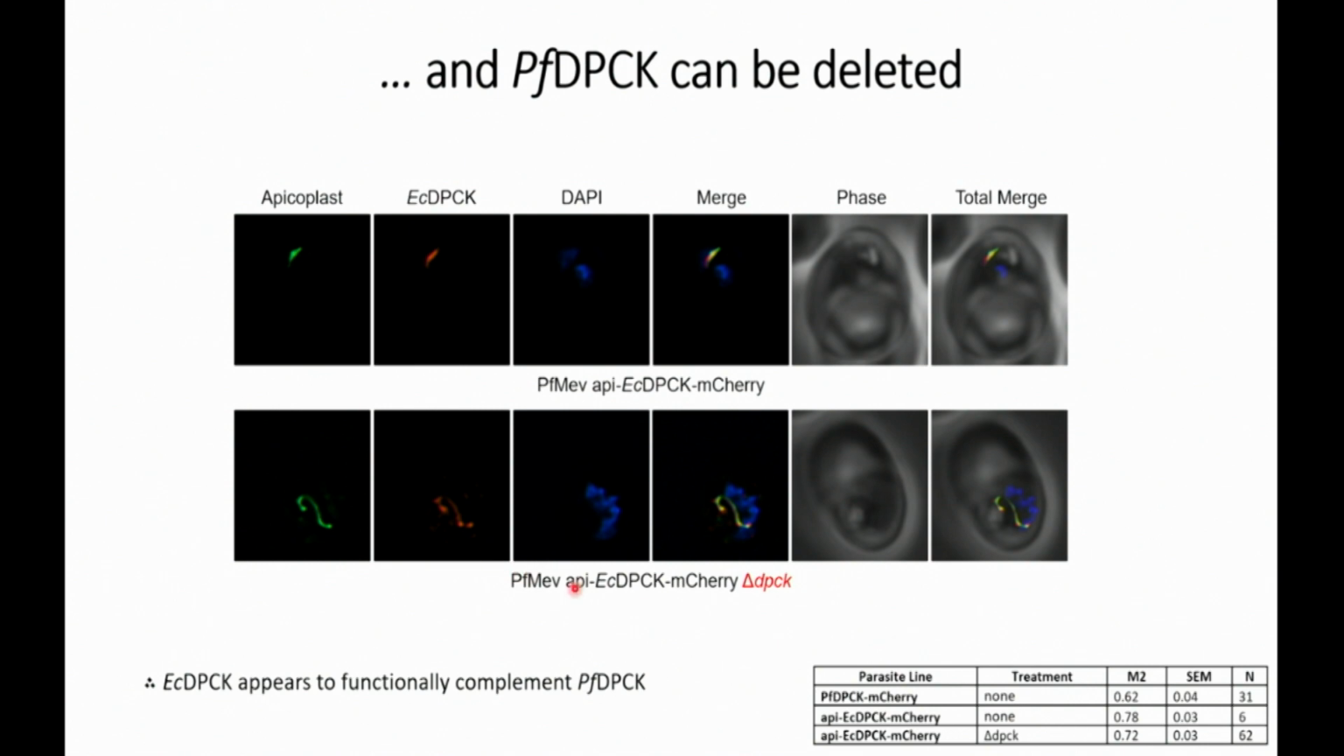So you can see that, first of all, we succeeded in doing this. In all the attempts where we tried previously to knock out the parasite DPCK, we failed. But in this line, we could knock it out with all the attempts. So the indication here is that the E. coli enzyme appears to functionally complement the parasite DPCK. And again, that's meaningful because we know the activity of the E. coli enzyme. And also, there doesn't seem to be any disruption of the apicoplast organelle. It appears to be a single intact, normal-looking apicoplast.